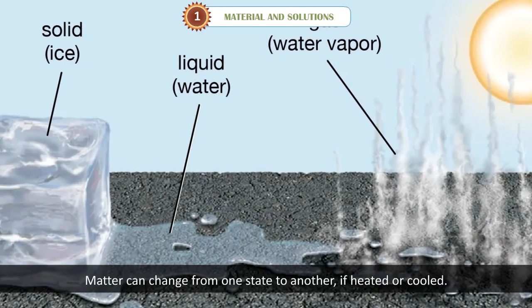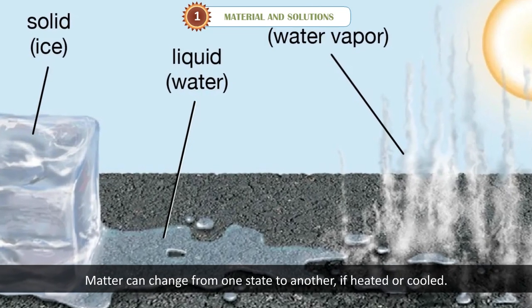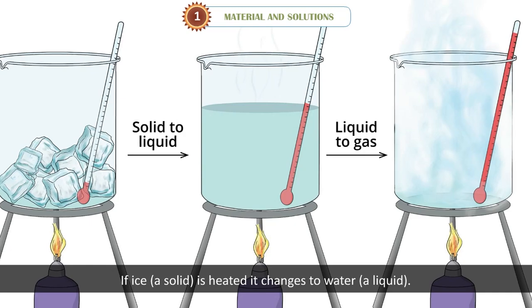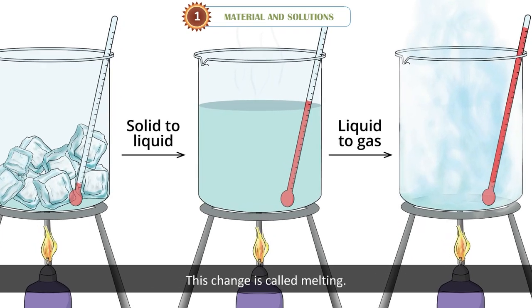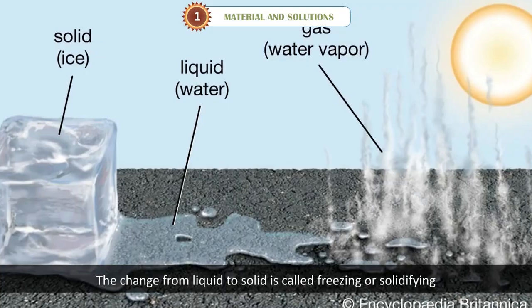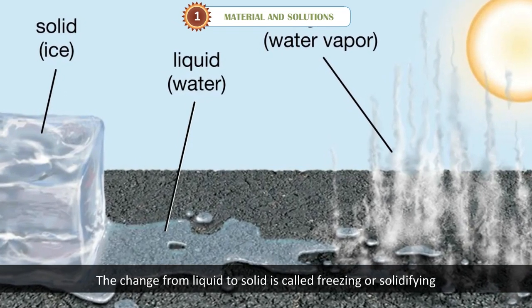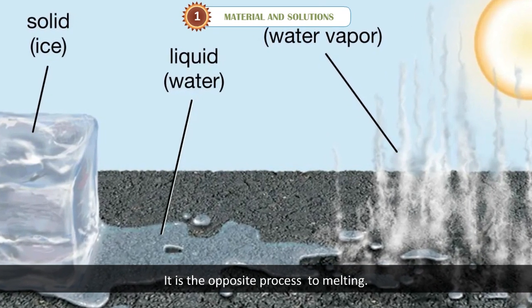Change of state. Matter can change from one state to another if heated or cooled. If ice, a solid, is heated, it changes to water, a liquid. This change is called melting. The change from liquid to solid is called freezing or solidifying. It is the opposite process to melting.